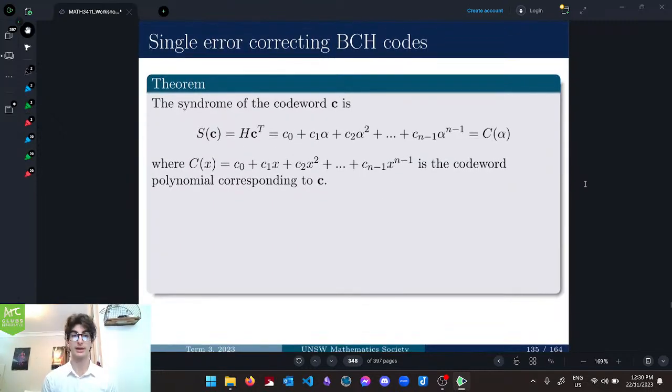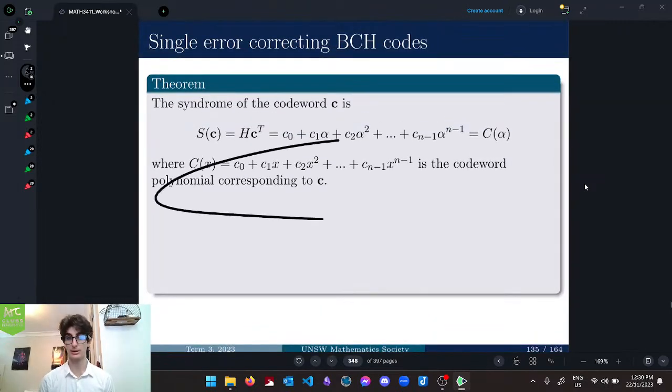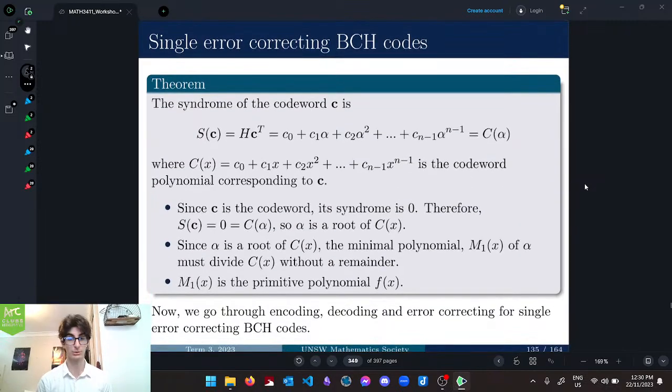So then the syndrome of that code word, which we looked at earlier. That's a bit of a repeat of what we just went through, but we'll go through it again. So the syndrome is the check matrix times the transpose of the code word. We get this, a more generalized version, which is C of alpha, where C is the code word polynomial. So just formalizing what we went through earlier. Since C is the code word, its syndrome is 0. And so S of C is 0, which is C of alpha.